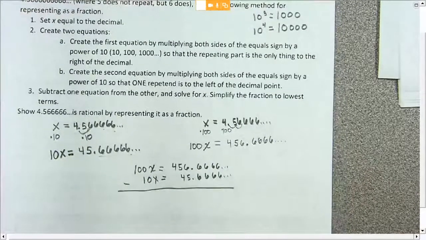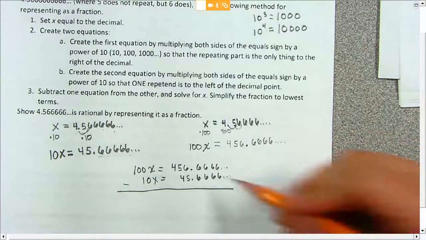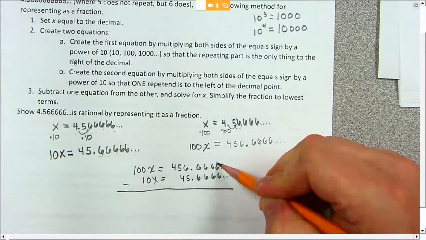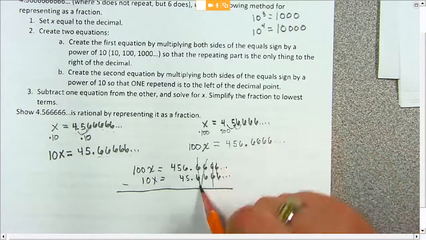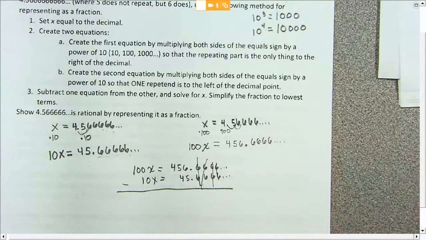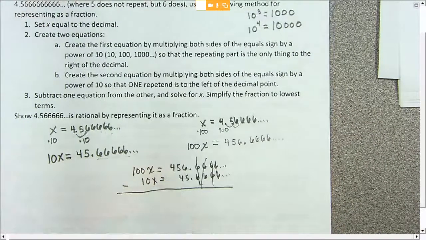So the reason why we did this is I don't know how to handle that repeating part that goes on forever, right? But guess what I just did? I just got rid of it. Because look, no matter how many 6s are out here, 6 minus 6 is 0, 6 minus 6 is 0, 6 minus 6 is 0. I've gotten rid of the repeating part, and that's why we use this technique. We want to get rid of the repeating part. And now what is 456 minus 45?